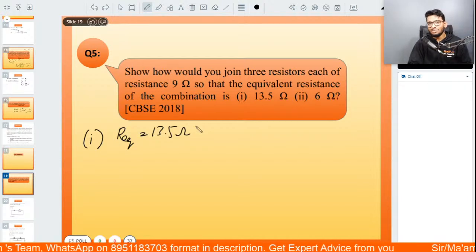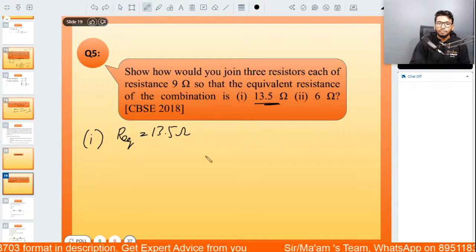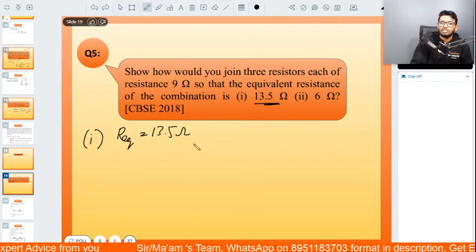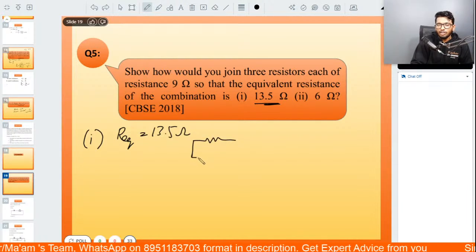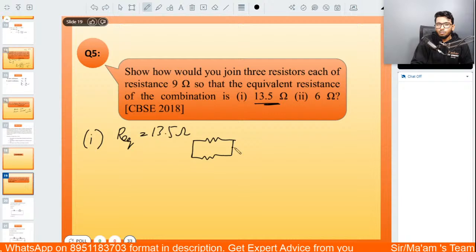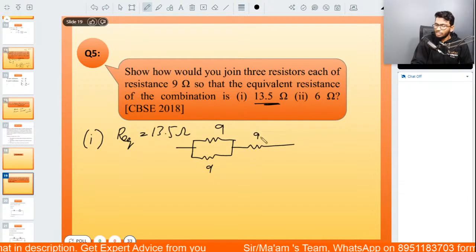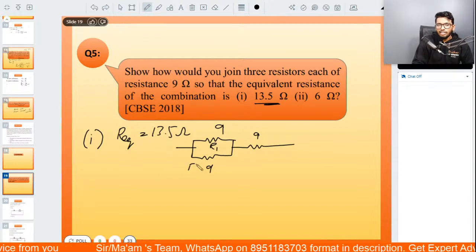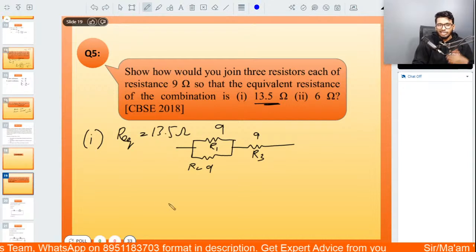All right, so the first one, guys, you need the equivalent resistance to be 13.5 ohms. For this one, the first thing you need to always try is two connected in parallel, and then one connected in series. Now all of them are 9 ohms each. I'll take them as R1, R2, and R3.